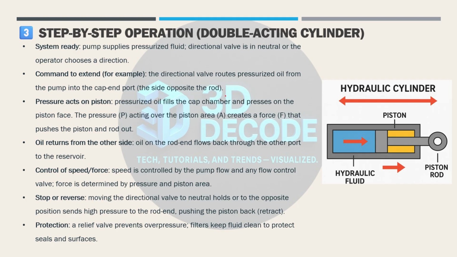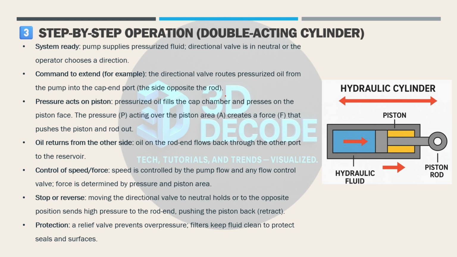Step-by-step operation, double-acting cylinder. 1. System ready. Pump supplies pressurized fluid. Directional valve is in neutral, or the operator chooses a direction. 2. Command to extend. For example, the directional valve routes pressurized oil from the pump into the cap end port, the side opposite the rod.